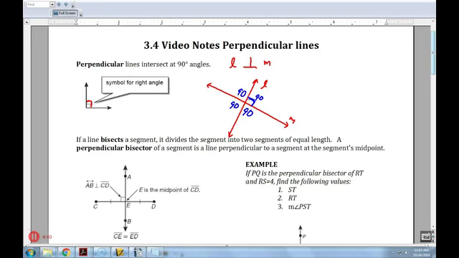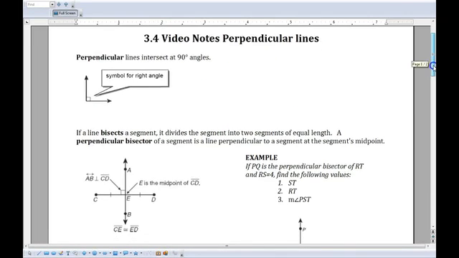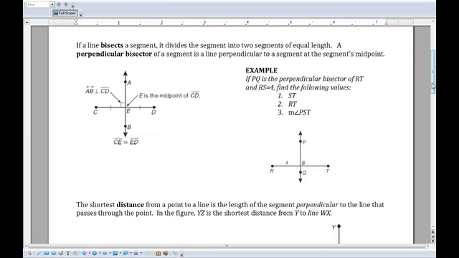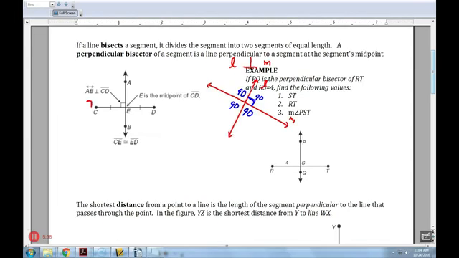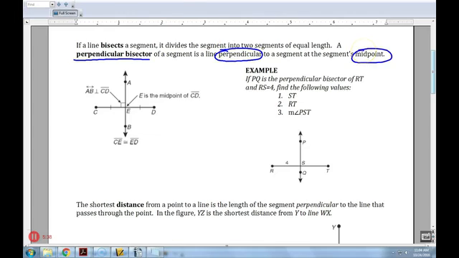All right, let's move down to this next part where we define what a perpendicular bisector is. So if a line bisects a segment, okay, so that's our condition here. If a line bisects a segment, it divides the segment into two equal pieces. Okay. A perpendicular bisector of a segment, so this is what we're defining, is a line that does two things. It's perpendicular and it goes through the midpoint. So it's a two-part criteria. Hence the name has two parts, perpendicular bisector.